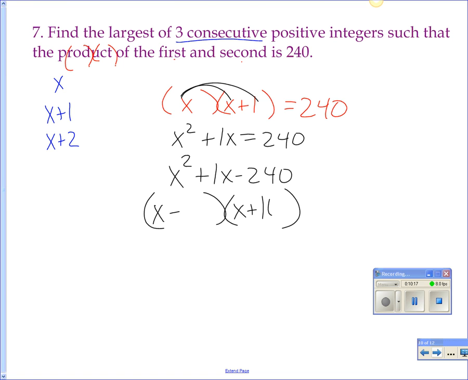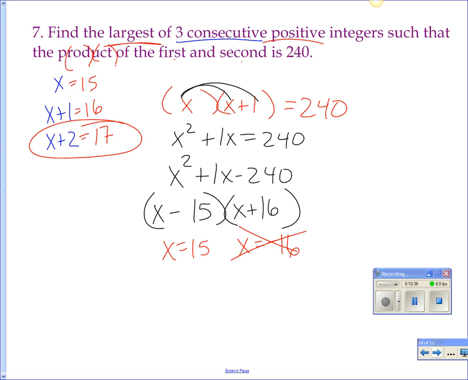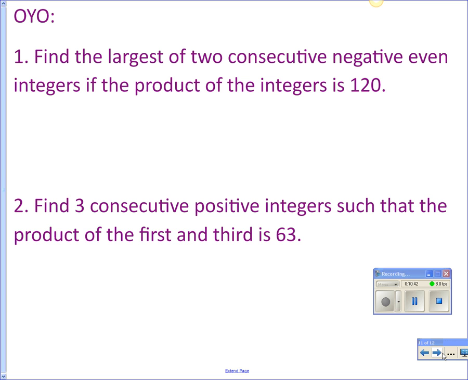16 and 15. All right, x equals 15, x equals negative 16. Okay, it's got to be positive. So x equals 15. 15 plus 1 is 16. 15 plus 2 is 17. And this one said find the largest. So that is 17. All right, and we are done.